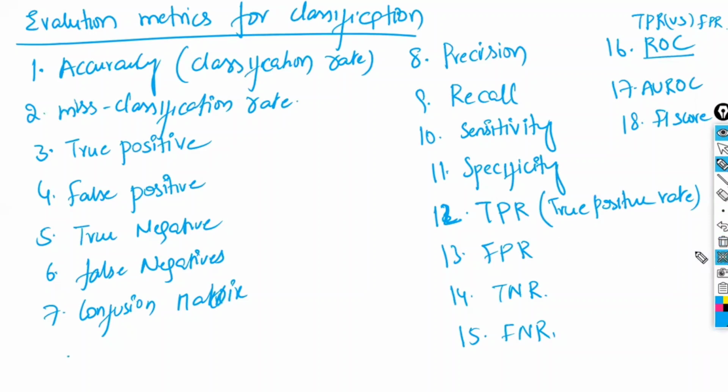Everyone has written all the 18. Apart from this 18, additional 20 are there that we'll discuss later. That is high level, and we'll understand it completely after the multi-class problem. Okay.